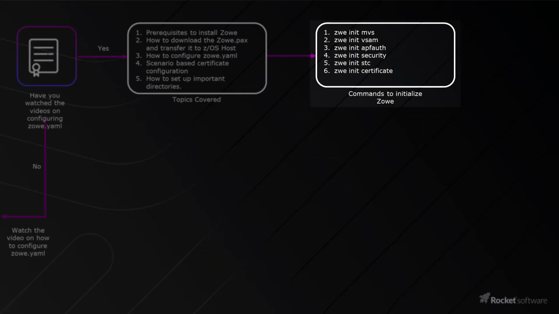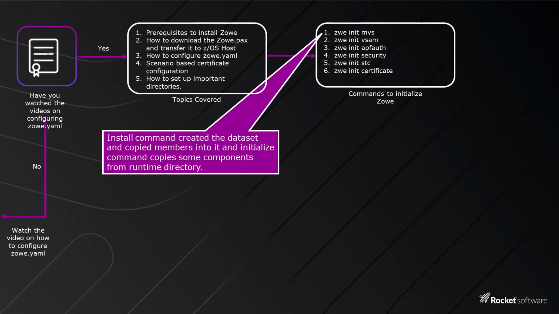The commands are zwe init mvs, zwe init vsam, zwe init apf-auth, zwe init security, zwe init certificate, and zwe init stc. Run the zwe init mvs command along with the path of your zowe.yaml file. The install command created the datasets and copied members into them. The initialize command will copy some other components from our runtime directory.